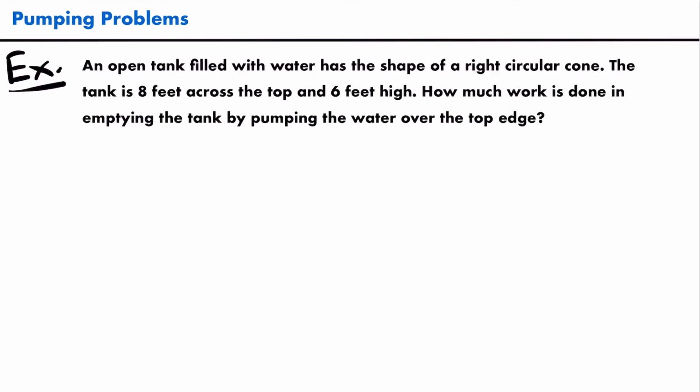All right, and so the first thing that you should do here is draw a picture of your tank. So in this case, we're told that it is the shape of a right circular cone. And so that will look something like this. There's the top of our cone, and then here are the sides of the cone.